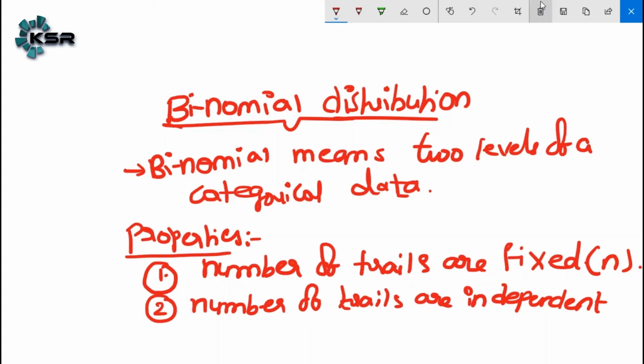Assume that in the first trial I got head. In the second trial, is there any guarantee I am going to get the head? No. Irrespective of the outcome we received in the first trial, the next trial is independent. So we can say the first trial is independent of the second trial. That is the meaning of number of trials are independent of each other.